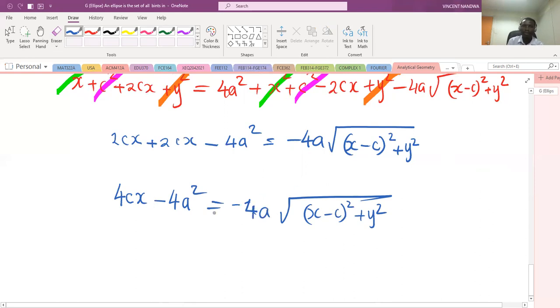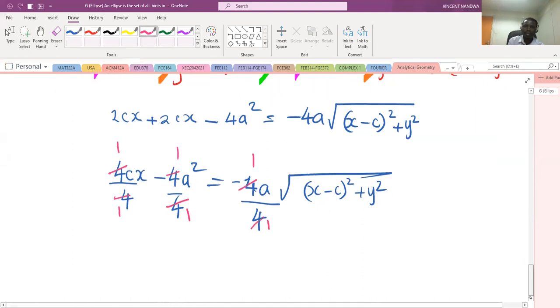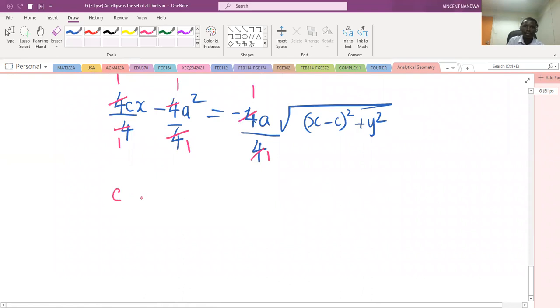So 4 is common, so I can divide through by 4. I divide here by 4, divide this term by 4, so that this 4 cancels, this and this cancel, this and this cancel. So the next step will be cx minus a squared equals minus a times the square root of (x minus c) squared plus y squared.